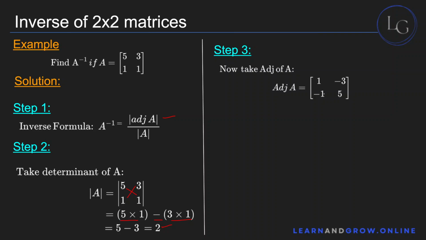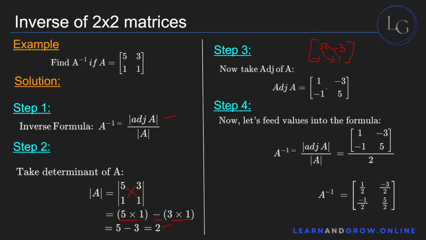And then you will have to find the adjoint. So the adjoint of A is found like this. Now, the original matrix was this. What we've done here is that we've switched 5 and 1, and we've changed the signs of 1 and 3, and you get this matrix here. So this is the adjoint of A.